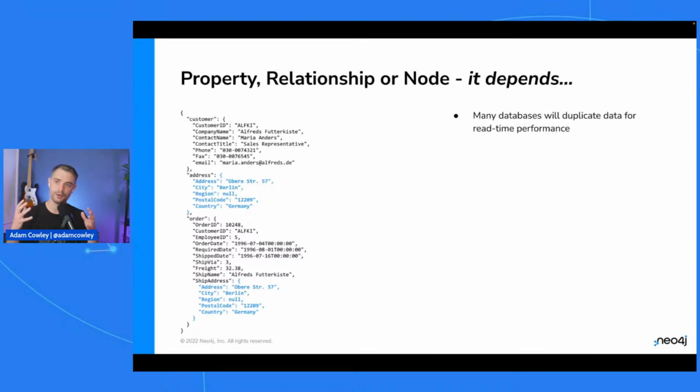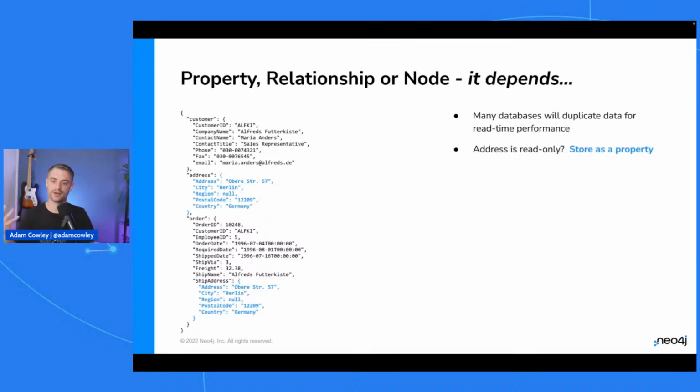The secret of many database technologies, and I suppose Neo4j is one of these as well, is that they will duplicate data for read time performance, and that's fair enough. And we'll do the same thing. We'll look at ways that we can derive a relationship or use a specific relationship type to make our queries faster inside Neo4j.